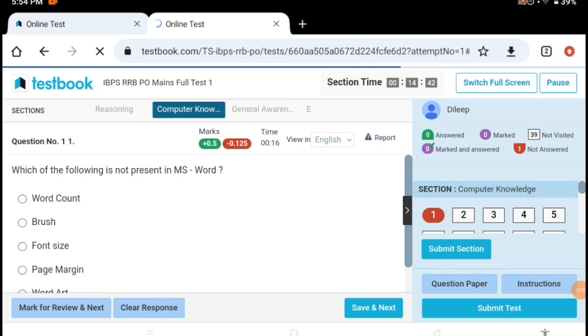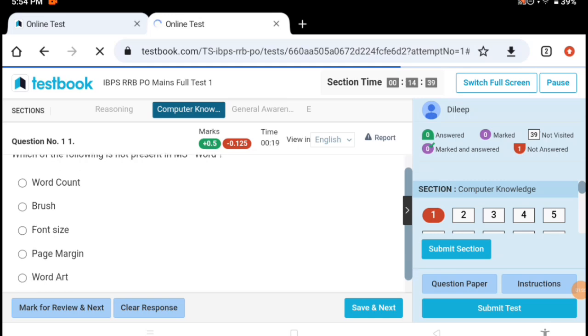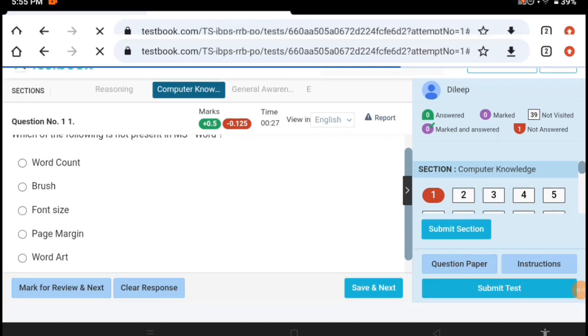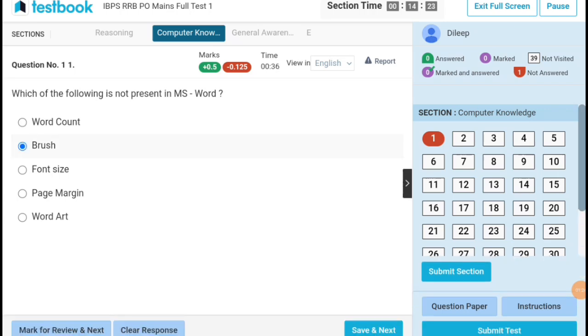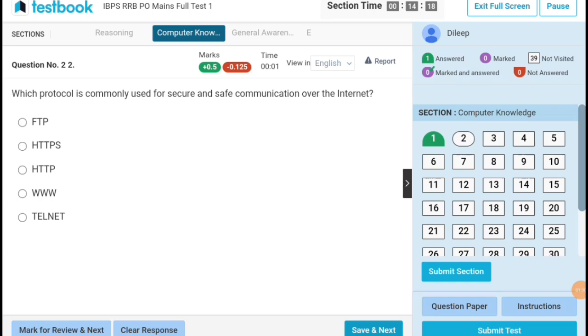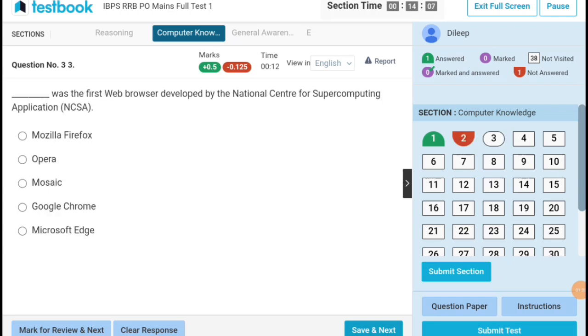Which of the following is not present in MS Word? Ink Brush? Which protocol is commonly used for secure and safe communication over the internet? Dash was the first web browser developed by the National Center for Supercomputing Applications.